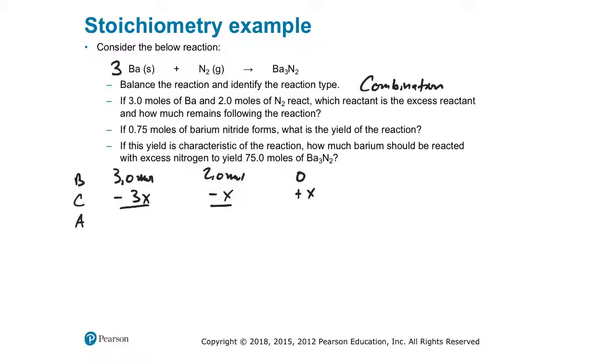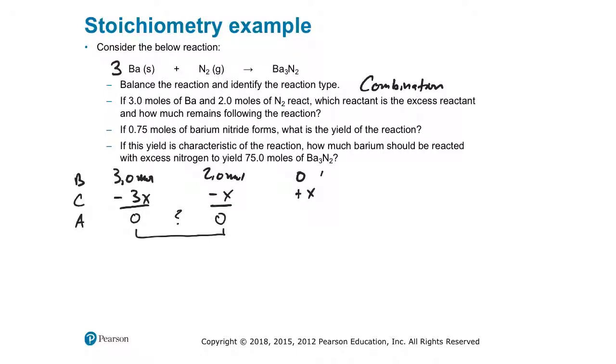Okay, so I've balanced the reaction, which takes a 3 in front of barium. The reaction type: we're combining these substances, so this is a combination reaction. And then I've set up a BCA chart, so barium 3 moles, nitrogen 2 moles, and we don't have any of the product present initially. We're going to lose 3x of the barium for every x we lose of nitrogen. At this point, we're trying to figure out which of these go to 0. One of the reactants should go to 0.